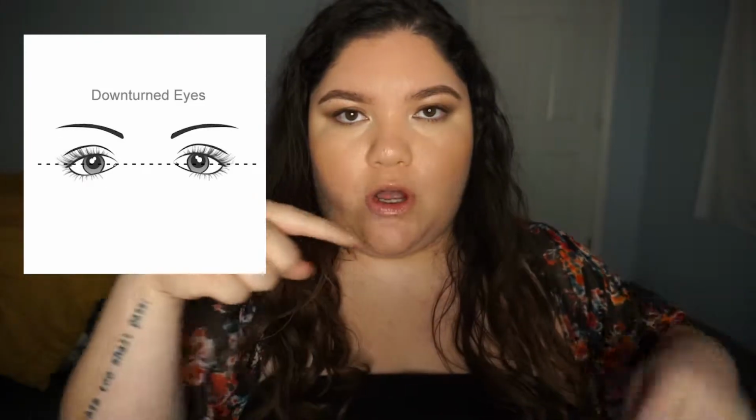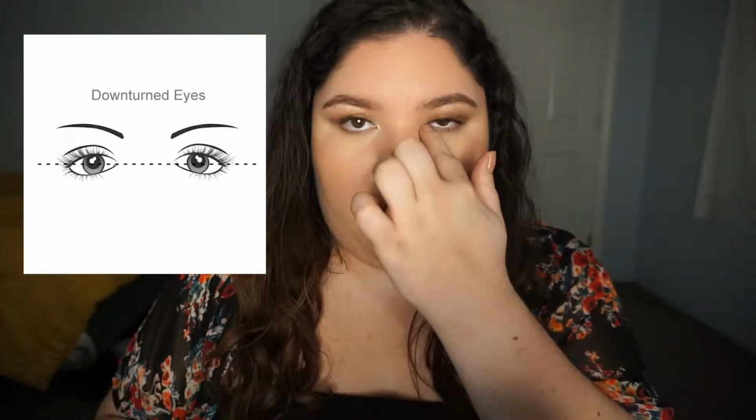Next, another position would be downturned. Downturned eyes. So if you were to look in the mirror and draw a line from the inner corner here, and it would just be a straight line. If the outer corner is below that line, then you have downturned eyes.